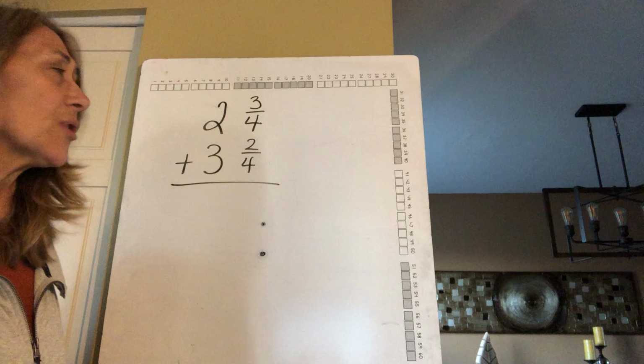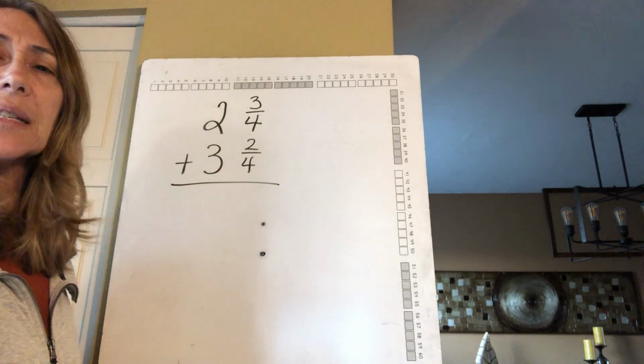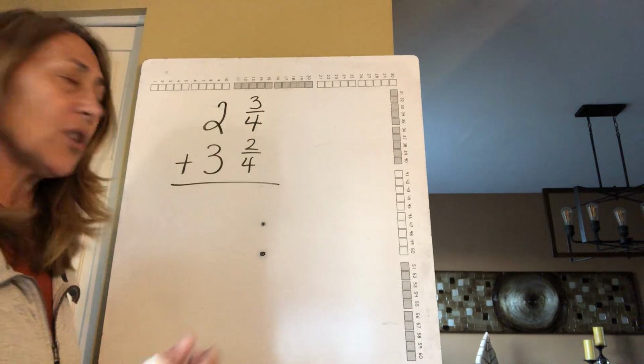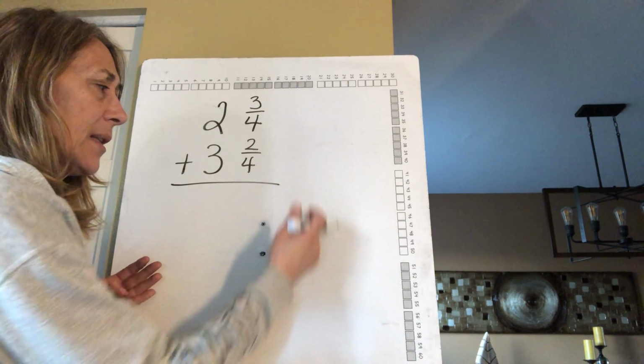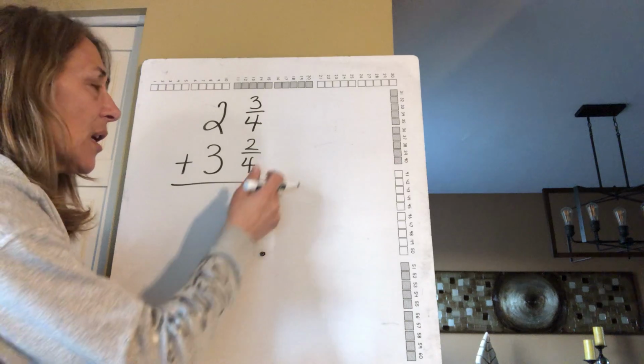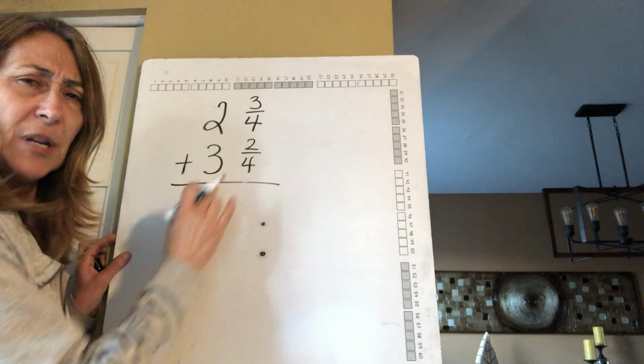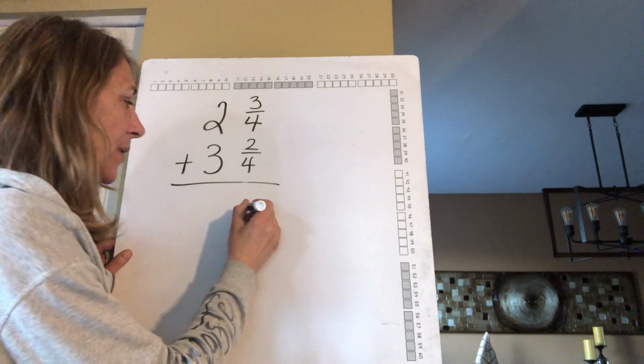These are mixed numbers, 2 and 3/4 plus 3 and 2/4. When you add mixed numbers, you start just like you're adding. You would start with the ones, then the tens, then the hundreds. We start with the fractions, then the wholes. So my bottom denominator is common. It's the same. It's fourths.